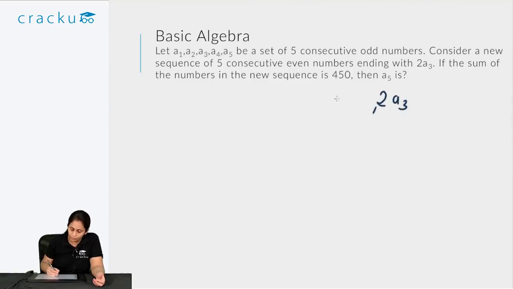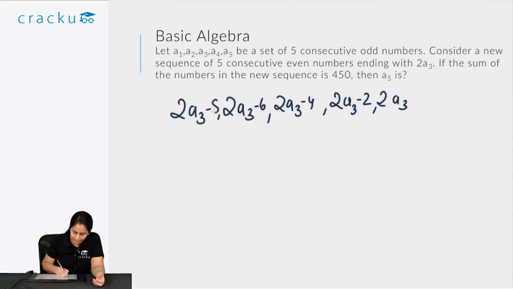What would be the penultimate even number? It would be 2A3 minus 2. The middle number would be 2A3 minus 4. And the second number would be 2A3 minus 6, and the first number would be 2A3 minus 8. So this would be the even series. Now based on this, the sum of this new sequence is 450.